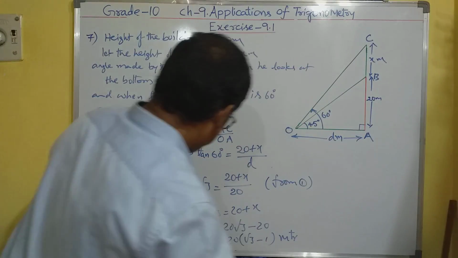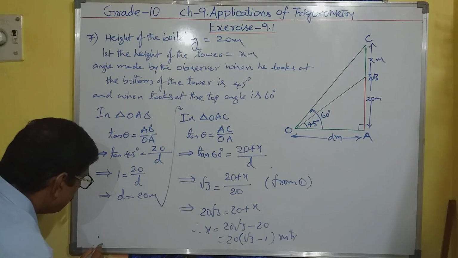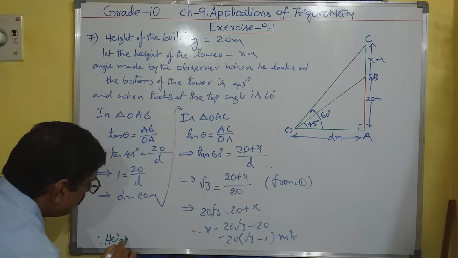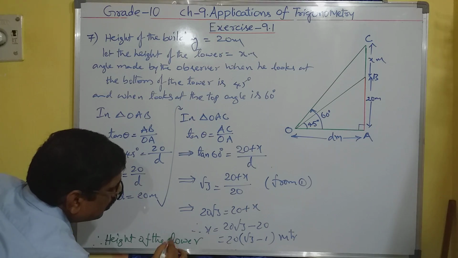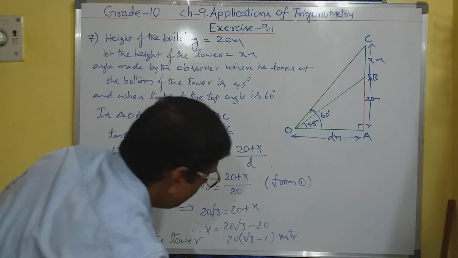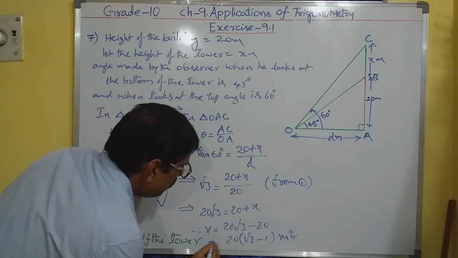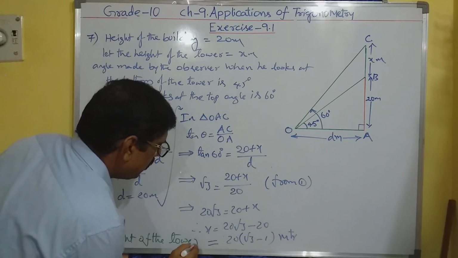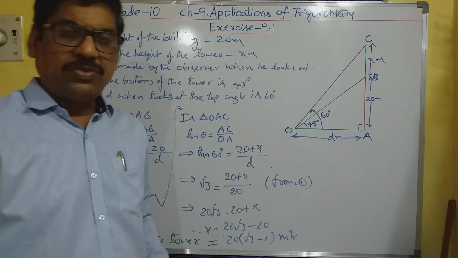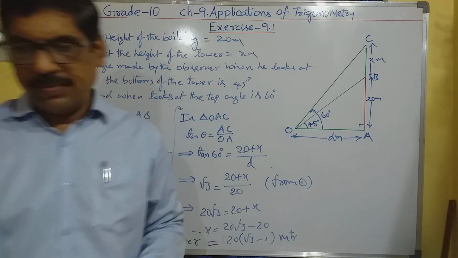So, let us write here, therefore, height of the tower is equal to, what is the height of the tower? 20 into root 3 minus 1 meters. As the root 3 value is not given, we can leave the answer like this. Okay.